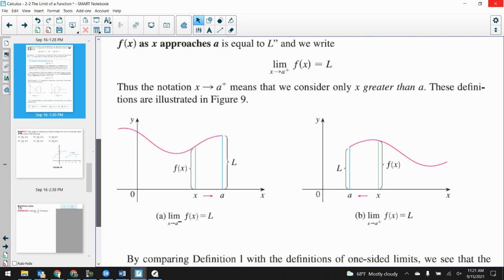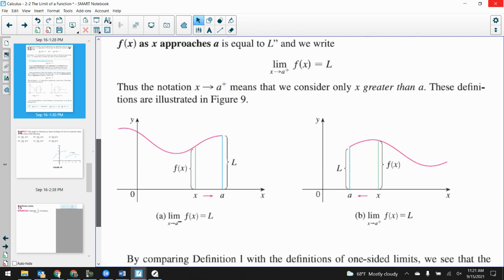And it doesn't even need to be defined, right? The Heaviside function, there was an open circle at time 0 because it turned on at 1, right? And we didn't care that it wasn't defined at 0. We don't care what happens at that moment. We care what happens around it. So the limit as x approaches a from the negative direction is this value L, the output L.